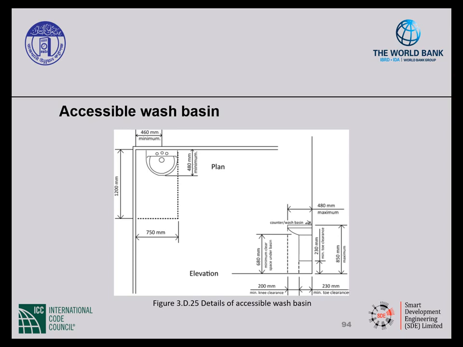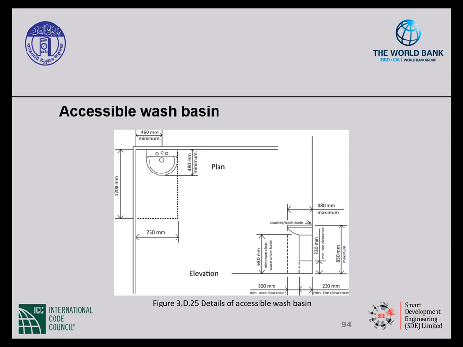So for an accessible wash basin, provide a minimum clear floor space that is 750 millimeters from the outside edge of the fixture to the adjacent wall by 1,200 millimeters deep. The fixture should be positioned a minimum 460 millimeters from the center of the fixture to the adjacent wall. The rim should be a maximum 850 millimeters above the finished floor and project a minimum 480 millimeters from the back wall.